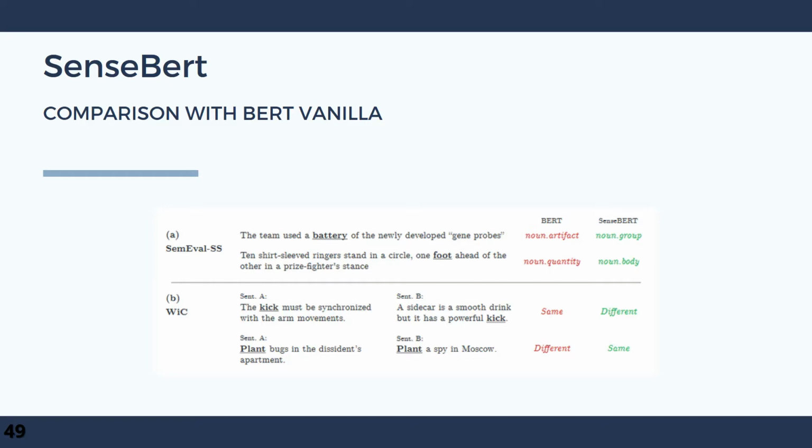Word in Context is also a method to evaluate the comprehension of language. This evaluation consists of predicting if the meaning of a word in two different contexts is the same. For example, is the word kick in the kick must be synchronized with the arm movement the same as in a sidecar is a smooth drink but it has a poor kick? It is not the case because the kick in the first sentence is a kick done with the foot, while the other is figurative, meaning that the alcohol is strong.